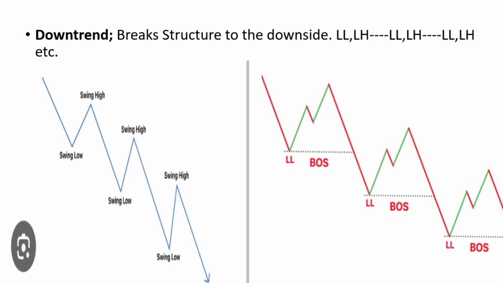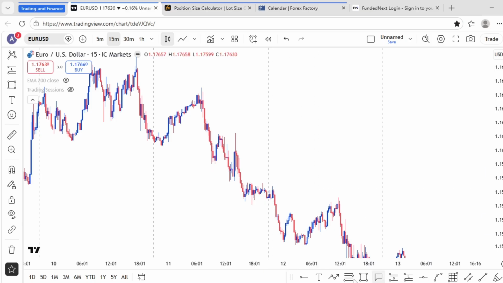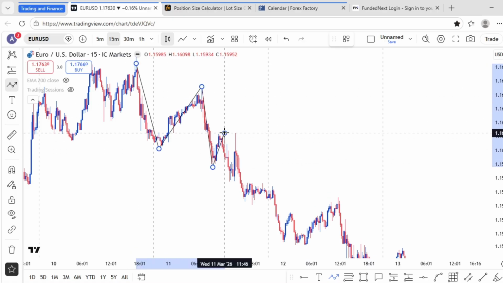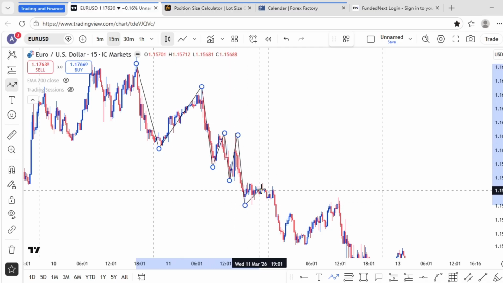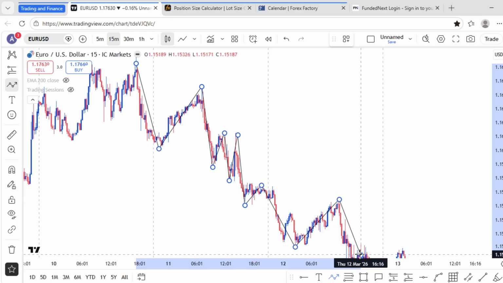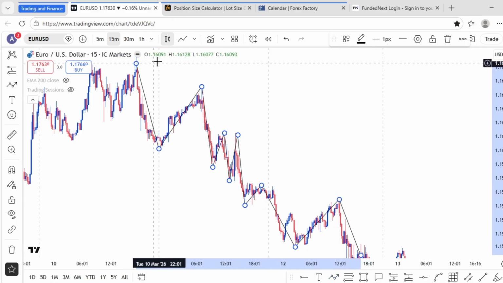Let me show you a real chart example. As you can see from the charts, this is the Euro USD chart on a 15 minutes time frame. What is the market doing? The market is breaking what? Structures to the downside. It is creating what? Lower lows, lower highs, lower lows, lower highs, and it continues like that. So as a trader, you want to be selling in this kind of market.